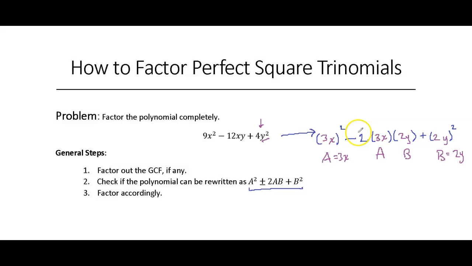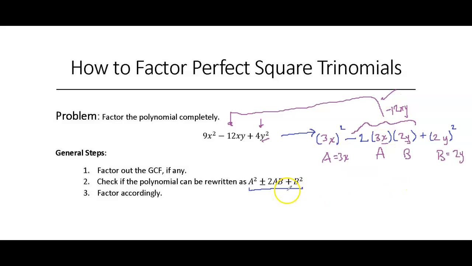Now it's easy to move on to the next step from here, but you always want to check to see if that middle expression works out. Negative 2 times 3x times 2y. Is that going to equal the middle term in the given polynomial? Well, negative 2 times 3 is negative 6, times 2, that is negative 12, and then we have xy. So negative 12xy. It checks out.